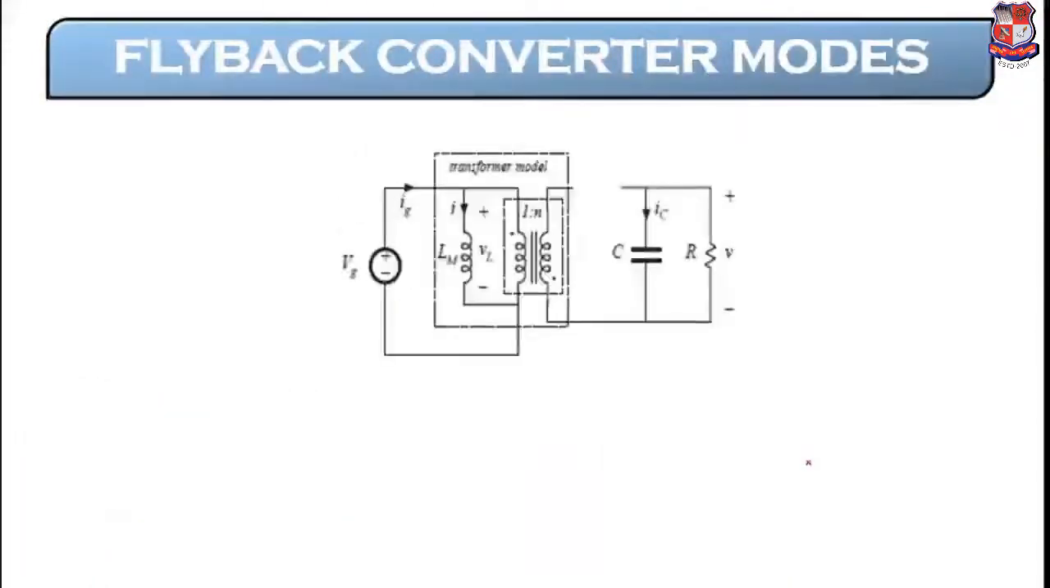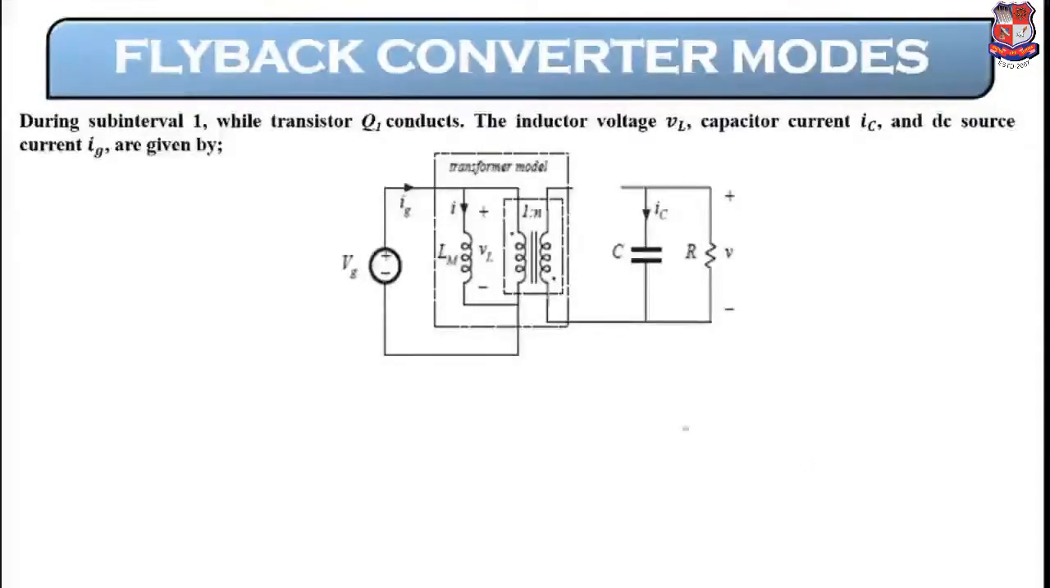So let us study each part. When the switch is on and the diode is off, during sub interval 1, when the Q1 switch conducts, we have the inductor voltage VL, the capacitor current IC, and the DC source current IG. These three are given by these equations.